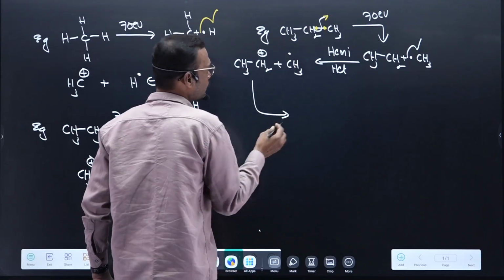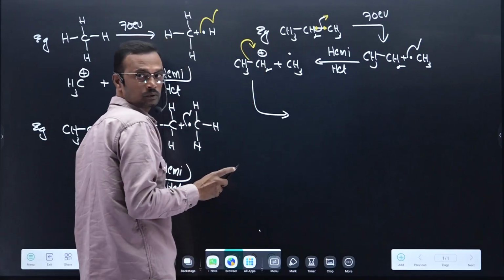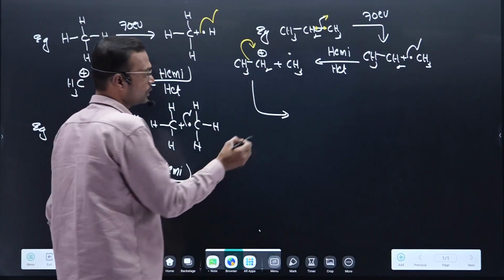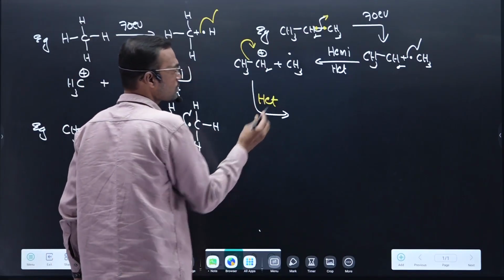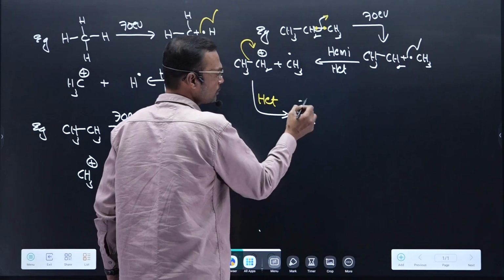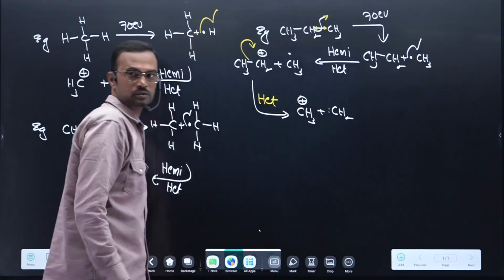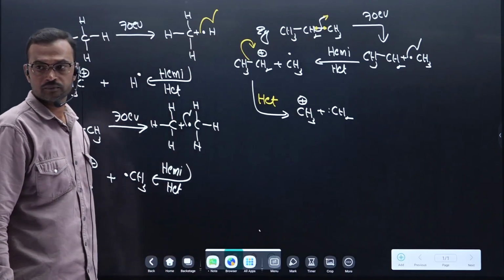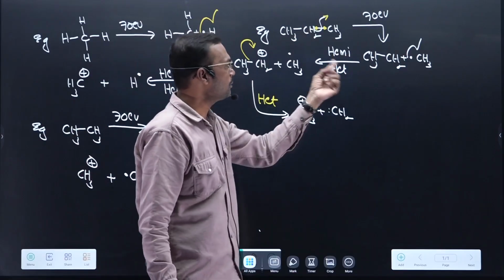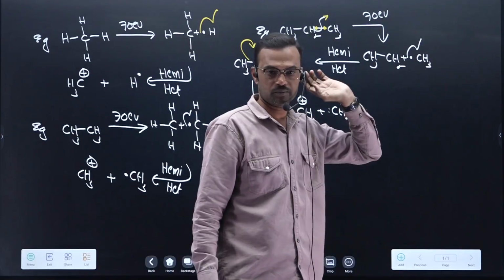Now remember, try to identify the fission. If I do like this, what is this fission? Heterolysis. It is called heterolytic fission. If I do heterolysis, what about CH3? CH3 cation. What about CH2? CH2 is a carbene. First molecule, neutral molecule, molecular ion, homolysis, then heterolysis. Like that, successive fragmentation takes place.